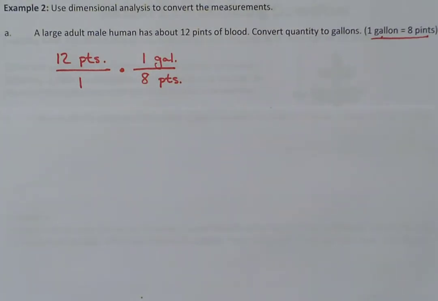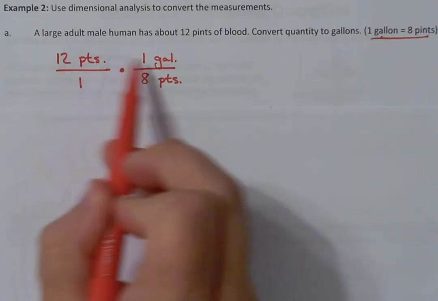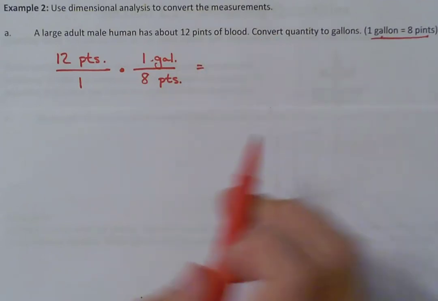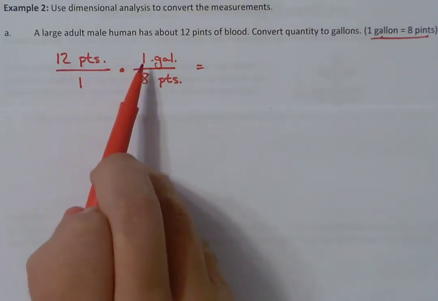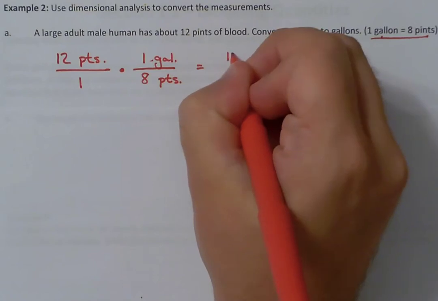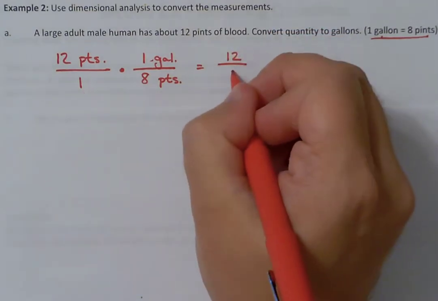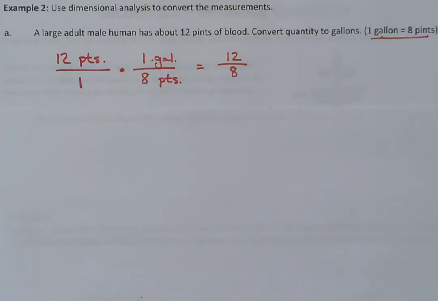All right, now when multiplying fractions, just as a reminder to you, when you multiply fractions, you multiply top to top and bottom to bottom. So if we go through and do this, if I have 12 times 1, I get 12. And then if I do 1 times 8, we get 8.